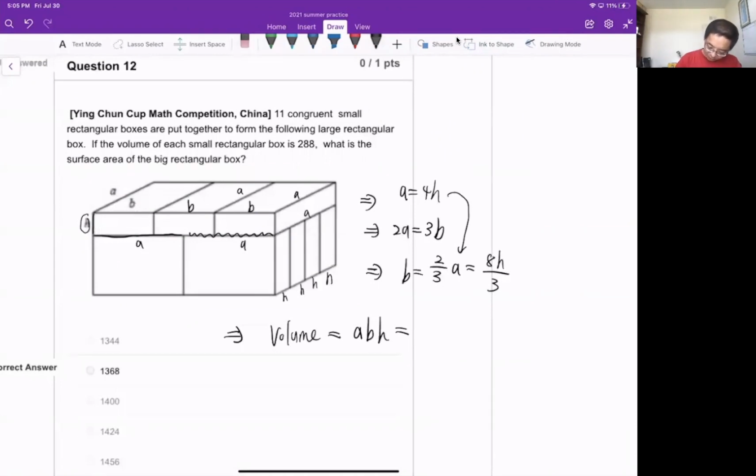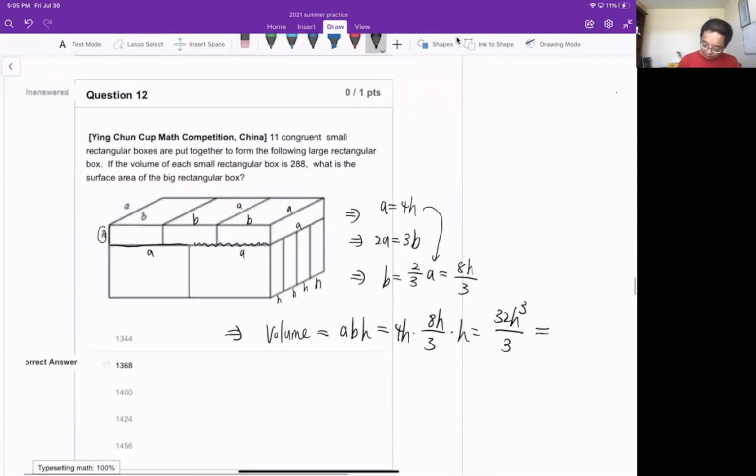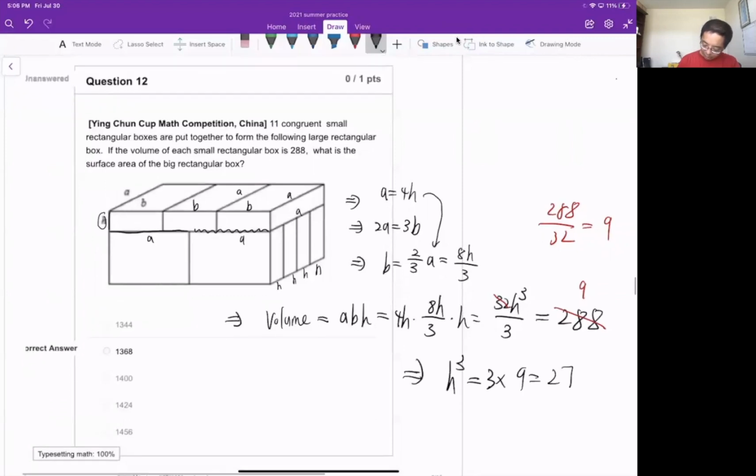So let's write this as 4h times 3 over 8h times h, which is 32 over h cubed. We know the volume is 288. Okay, from here, we get h cubed equals 288 over 32, which equals 9, right? 288 divided by 32 is 9. And then we get h cubed is 3 times 9, which is 27. Accordingly, we get h is 3.